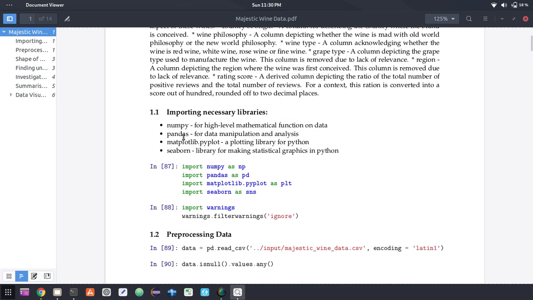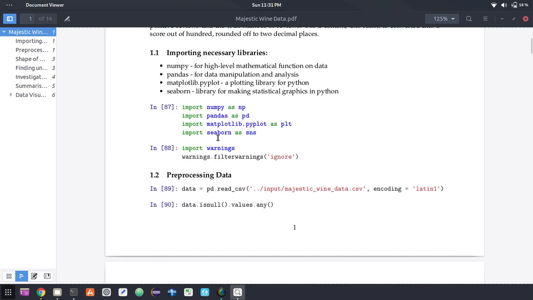These are the libraries which we imported: NumPy, Pandas, Matplotlib, and Seaborn. NumPy is basically for high-level mathematical functions on data, and Pandas is well known for data manipulation and analysis. Matplotlib I've used for the plotting, and for statistical graphs in Python I've used the Seaborn library here. This is the import.